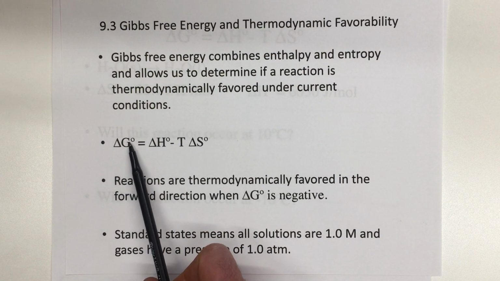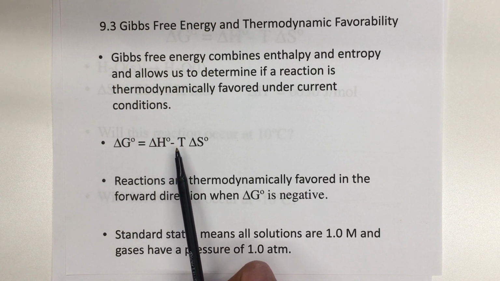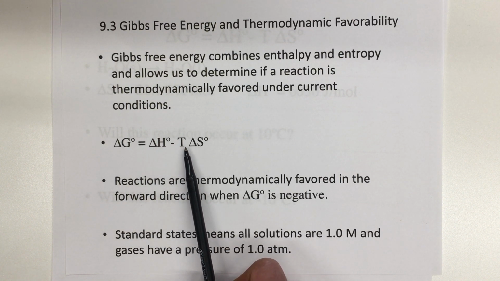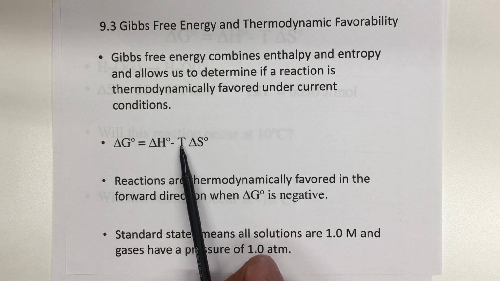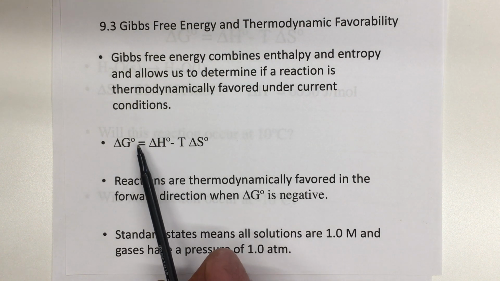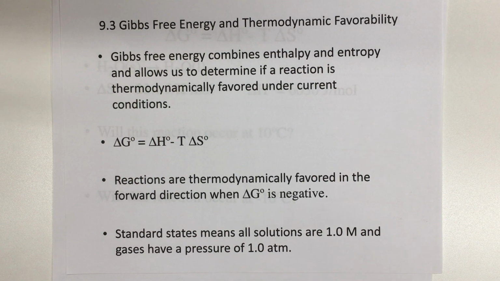Gibbs free energy at standard conditions is equal to the enthalpy change minus the temperature times the entropy change. The temperature needs to be in degrees Kelvin, and the degree signs here mean that it's at standard conditions. Standard conditions are a concentration of 1 molar for all solutions, and for any gases, a partial pressure of 1 atm.